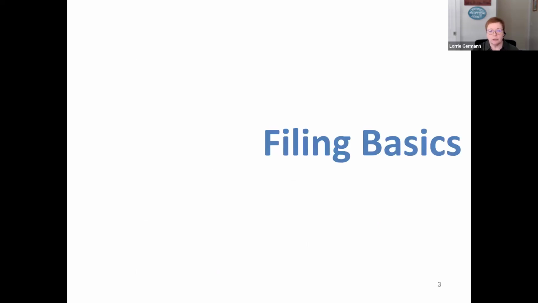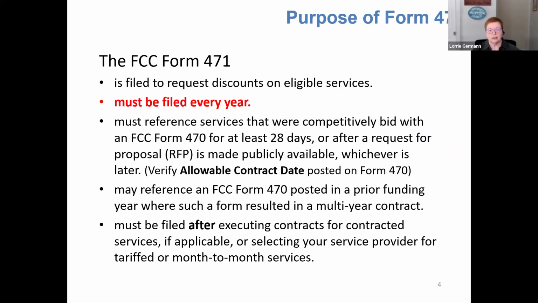All right, so let's jump in with the filing basics. The 471 is where we're requesting discounts on the eligible service. This is where we list specifically what we're buying, who we're buying it from, and what the cost is, all of that detail. And the 471 has to be filed every single year.